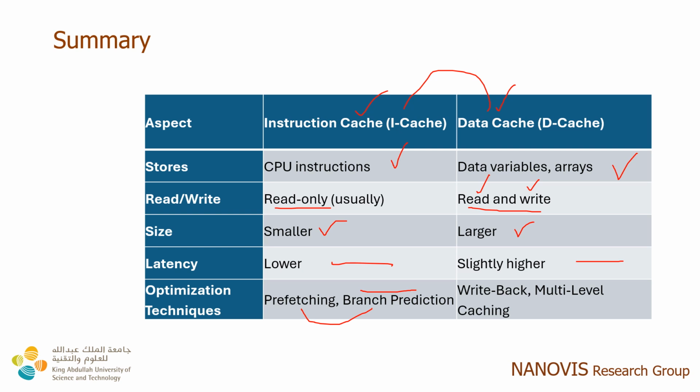Similarly, in the data cache we have the inconsistency problem and false sharing, as well as the cache contention problem. So we need a write-back policy, and we need multi-level caches to handle these data inconsistencies. Thank you. This was all about the lecture.